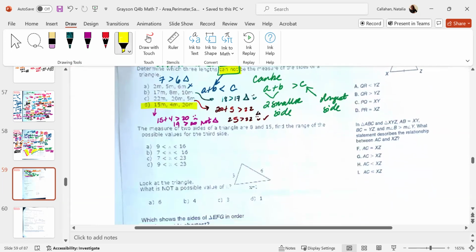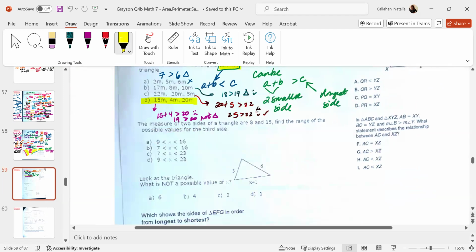Yeah. Okay, the measures of two sides of a triangle are 8 and 15, and the range of the possible third side. So you need to find the possible third side, correct? Remember, there are two different scenarios. In the first scenario, 8 and 15 are the smaller sides, so 15 plus 8 has to be greater than x. 15 plus 8 gives you 23, greater than x.